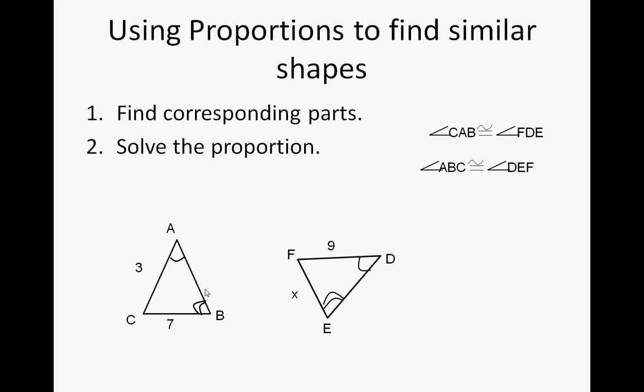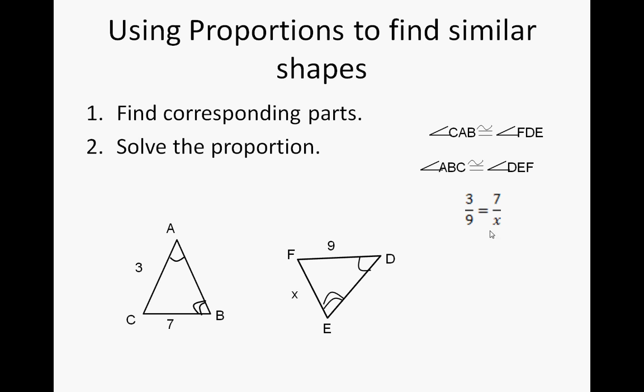When I set up my proportion, I like to have the corresponding sides in the same ratio, and then I put one triangle in the numerator and the other triangle in the denominator. So I would put 3 corresponds to 9, and 7 corresponds to x. This way I have one triangle in the numerator, and my second triangle in the denominator.